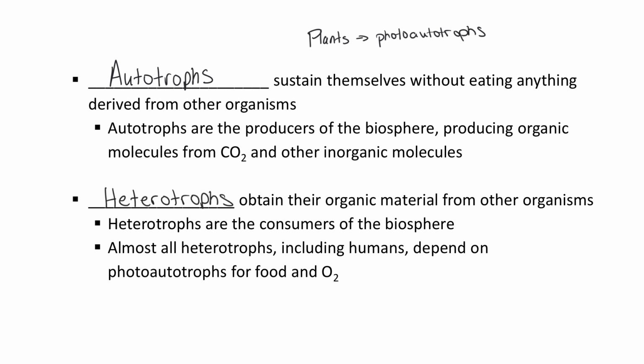Heterotrophs are unable to make their own food. They need to obtain their organic material from other organisms by eating. Heterotrophs are the consumers of the biosphere. Almost all heterotrophs, including humans, depend on photoautotrophs for food and oxygen.